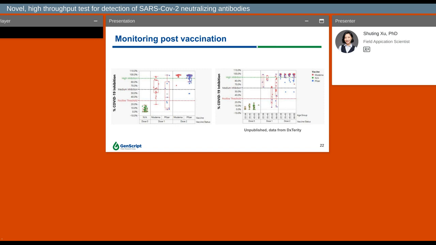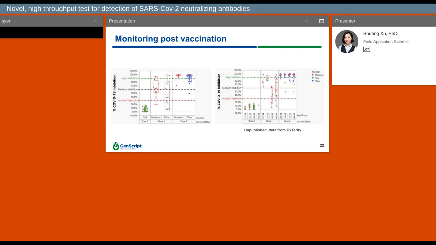After dose 1, some people may think, oh, I'm already vaccinated, I'm safe. As you see, this is not the case. Some people already have high inhibition after vaccination, but many people vary after the first vaccination. And even after the second dose, there are still quite a few individuals with a medium level of response, with either the Pfizer or Moderna vaccine.